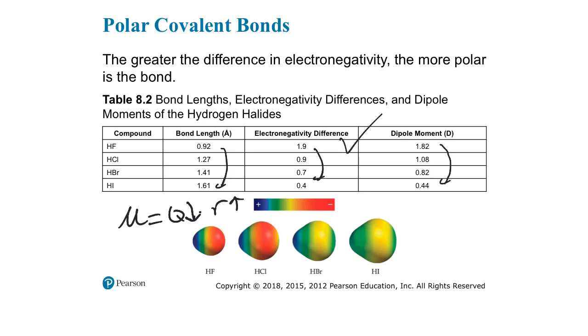So the electronegativity difference plays the biggest role in determining Q. So we get the biggest charge separation in HF, we get the lowest charge separation in HI, so we get the smallest dipole moment in HI. So you get a better connection between mu, the dipole moment, and the relative electronegativities of the atoms. So generally, the greater the electronegativity difference between two atoms, then the greater the polarity of the bond, the larger the dipole moment of that bond.